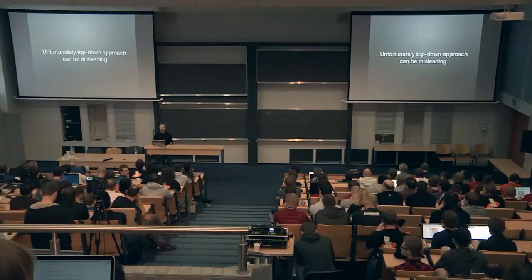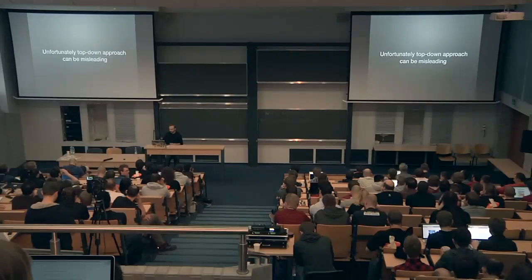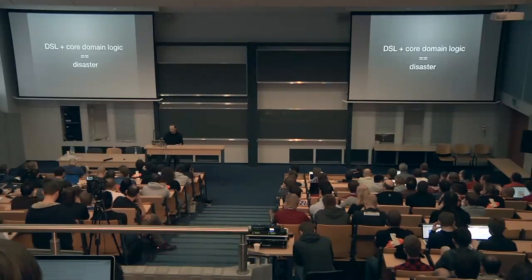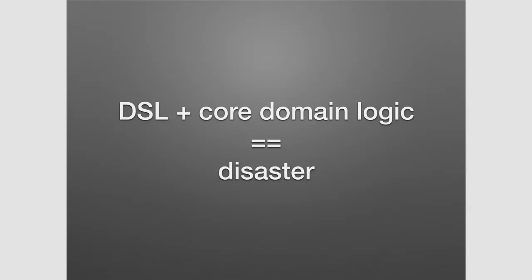So the top-down approach, in my opinion, can be misleading. It's great in theory, but what usually happens, at least in Ruby projects, is that people do this. They start building those huge libraries, huge frameworks, and they start mixing higher-level concepts, higher-level DSLs with the core domain logic, which ends up in disaster. Like Rails 2, for example. It was a disaster. I mean, it was rewritten, right? So I think this is a major mistake.